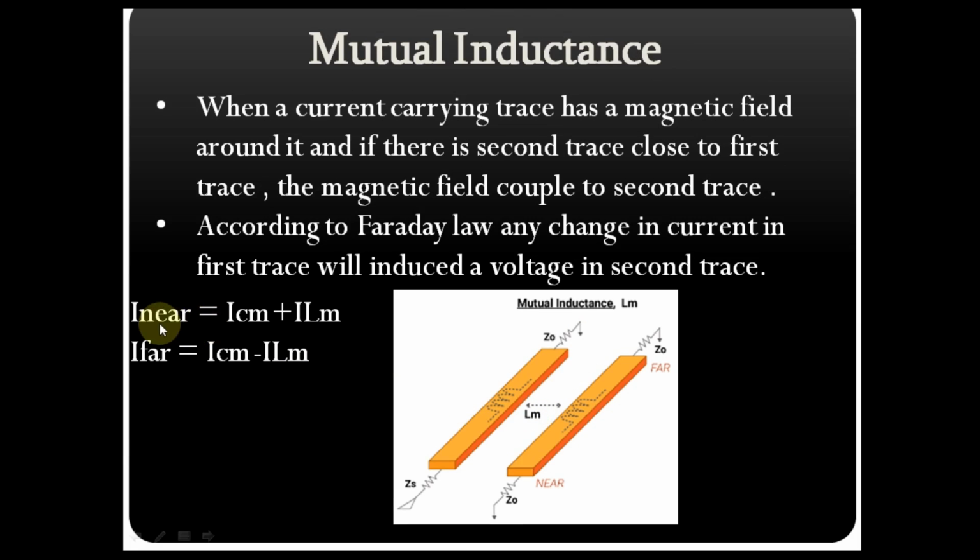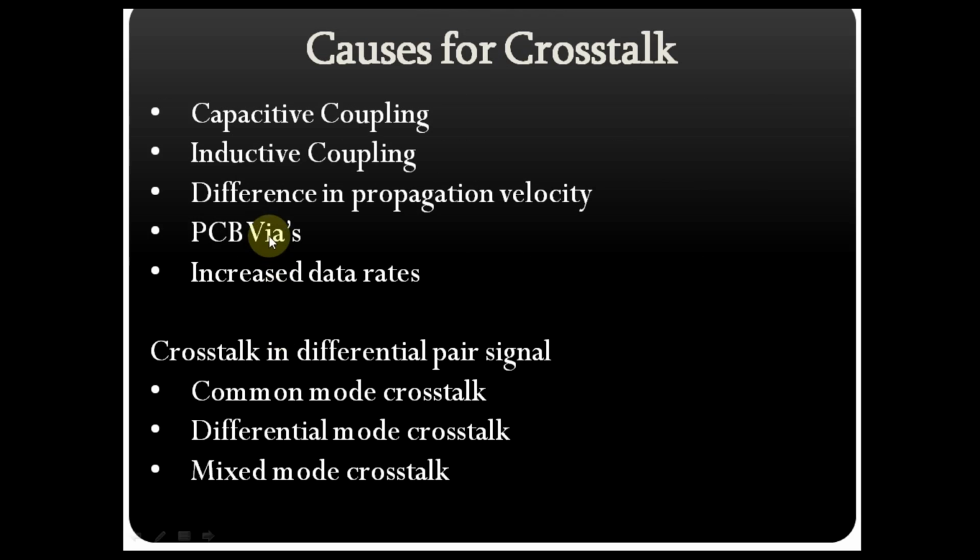If you want to calculate the near field current, it is equal to the common mode current plus the magnetic current, that is, the current induced due to mutual inductance. The far end current is equal to ICM, the common mode current, minus the current induced by mutual inductance. I hope you understand the role of the electric field and magnetic field, what mutual capacitance is, and what mutual inductance is. Let us move ahead.